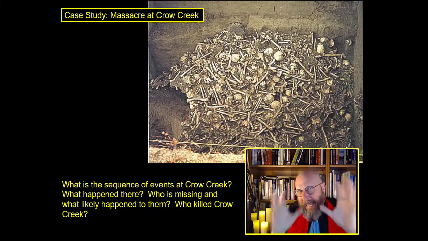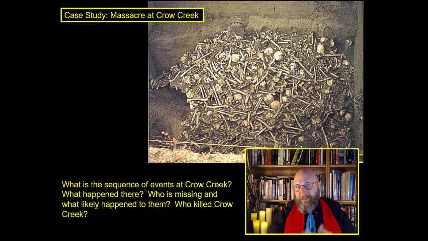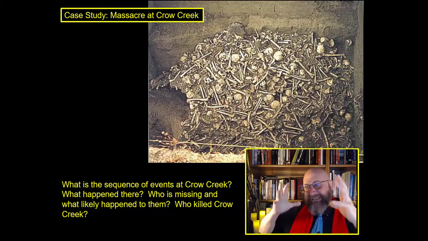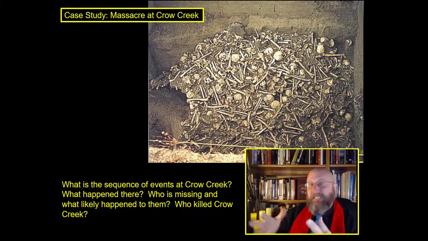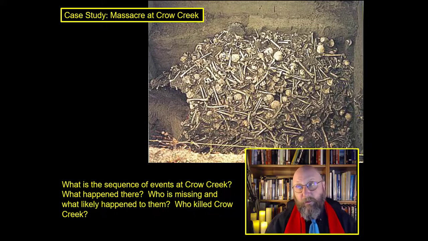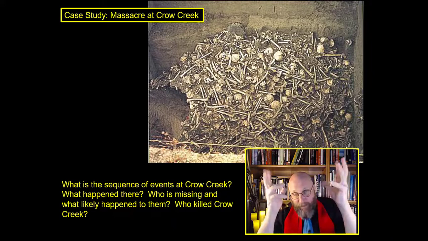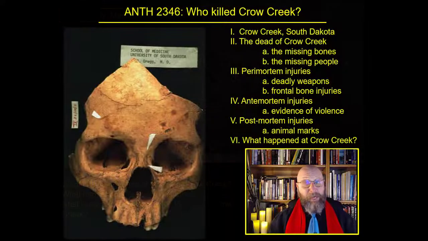So, you should have all of the evidence you need to rebuild the sequence of events at Crow Creek, to explain what happened to these people before they ended up in this mass grave. And to give you a hint, there are 2 and at least 3 groups of Native Americans involved. And you may not know exactly the identity of the people who were killed at Crow Creek, or the identity of the people who killed them, but you should have a pretty good idea of what happened at Crow Creek based on the powers of forensic anthropology.